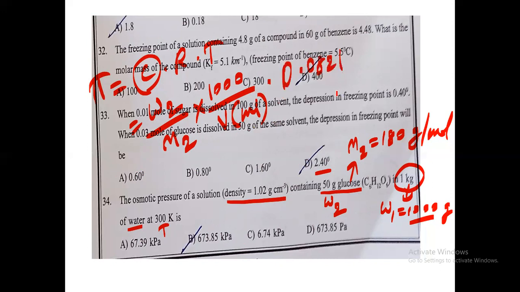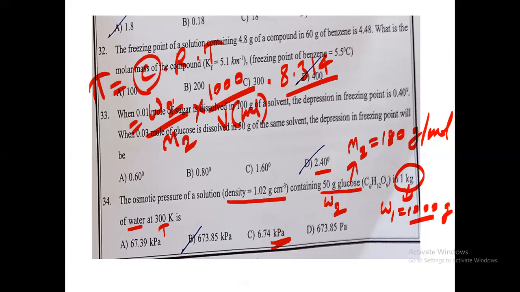0.0821 or 8.314, which one is to be used here? Options are given in pascals. When the option is in Pascal, that is the MKS or SI unit, since Pascal is the SI unit of pressure. So when options are in SI units, this value should not be used. We have to use 8.314 joules, which means MKS unit here.